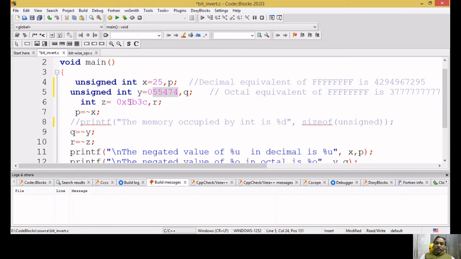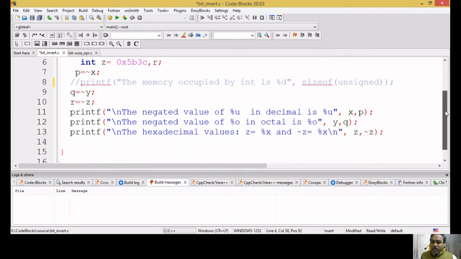In hexadecimal, 0x5b3c is to be subtracted from FFFF. This is how we do it, right? The hexadecimal number is to be directly subtracted. For octal, the hexadecimal capacity is converted to its octal equivalent, and from that the octal number is subtracted. Similarly, for decimal, the largest number that can be stored is converted to its decimal equivalent, and from that the decimal value is subtracted. We'll get the answer. Now, we will see whether we get the answer.